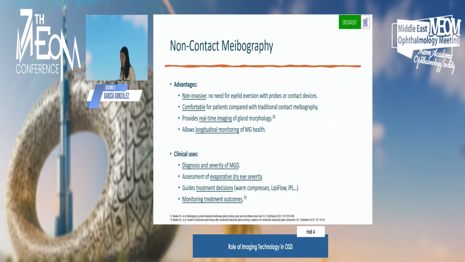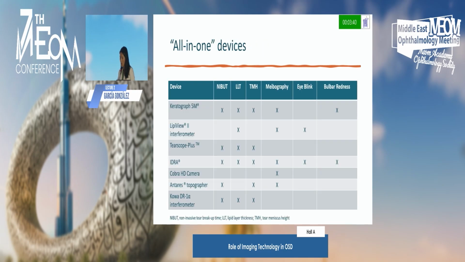The advantage of non-contact meibography is that it is a non-invasive technology, comfortable for the patient compared with traditional contact meibography, and provides real-time imaging and allows longitudinal monitoring of meibomian gland health. So it can be used for the diagnosis and severity of meibomian gland dysfunction, guides treatment decisions, and is also helpful for monitoring treatment outcomes.